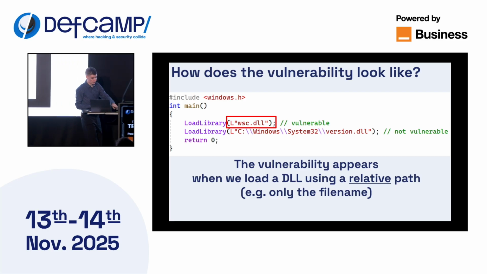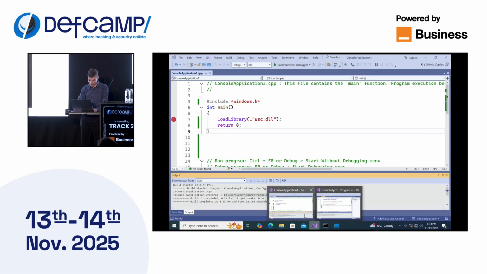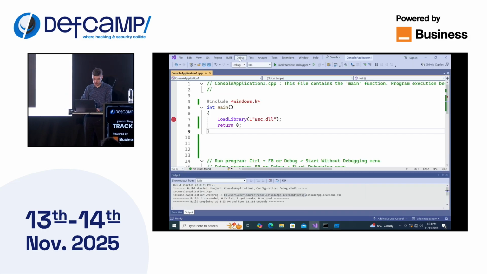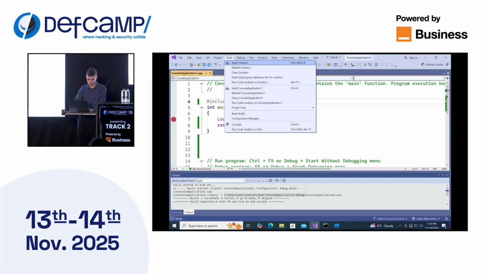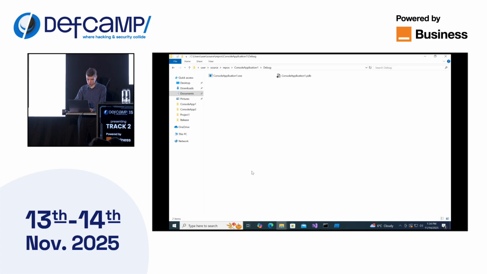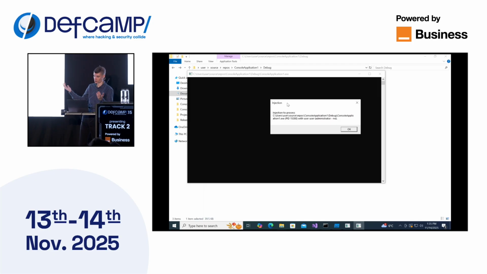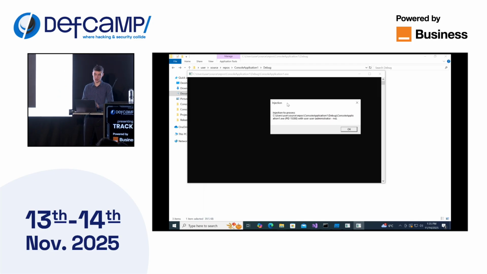Let me show you this. Over here, I have this executable, and it is configured to load the wsc.dll library. If we build it, switch to the directory with the executable, and paste the WSC library inside, then we see the same thing. This is what causes the vulnerability: the use of the relative path in the call to load a DLL.